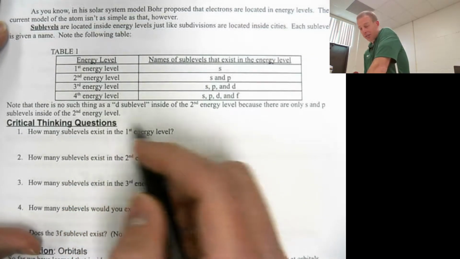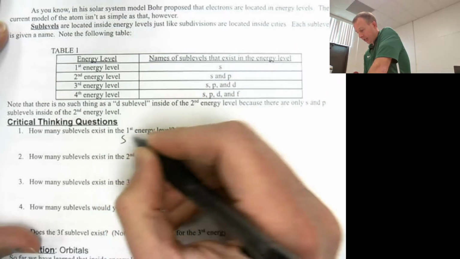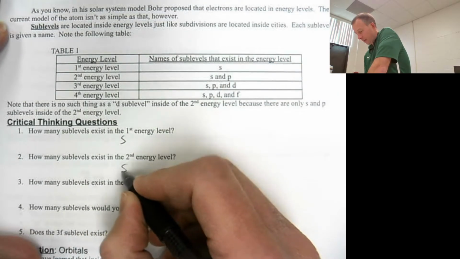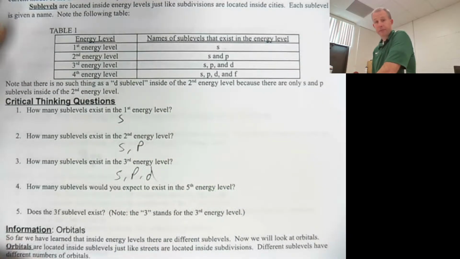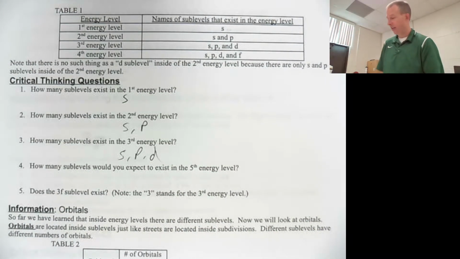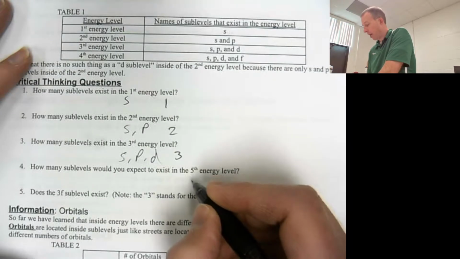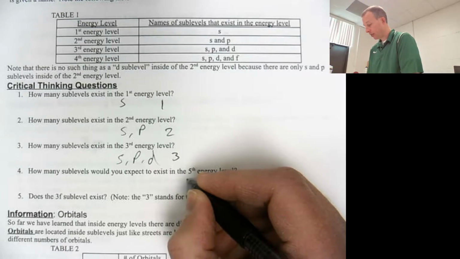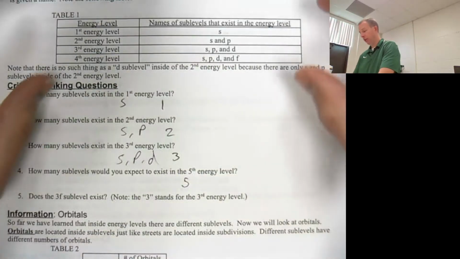So this is actually quite simple. How many sublevels exist in the first energy level? First energy level, S. So there's just one sublevel. How many sublevels exist in the second energy level? S and P. What about the third? S, P, D. And how many would you expect to exist in the fifth energy level? Right here you've got 1, 2, 3. If you follow along with that trend, you would expect 5.